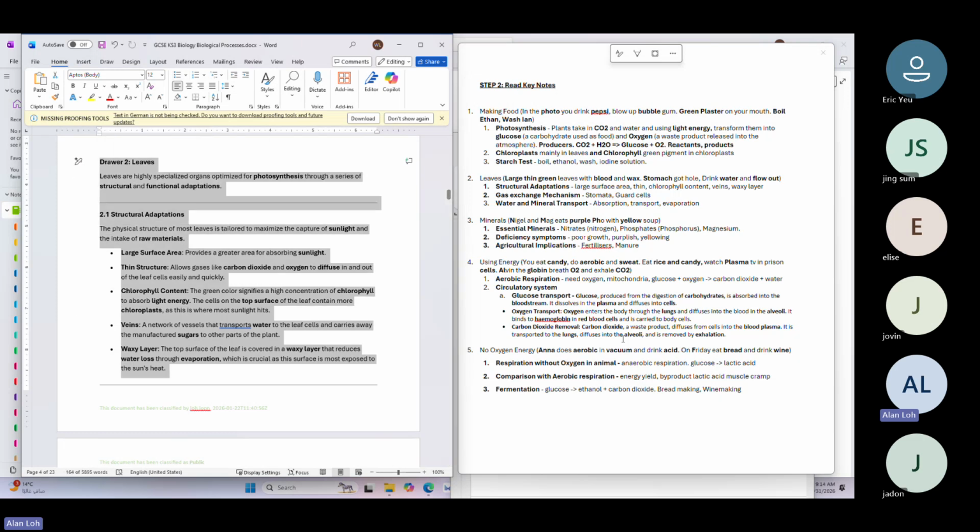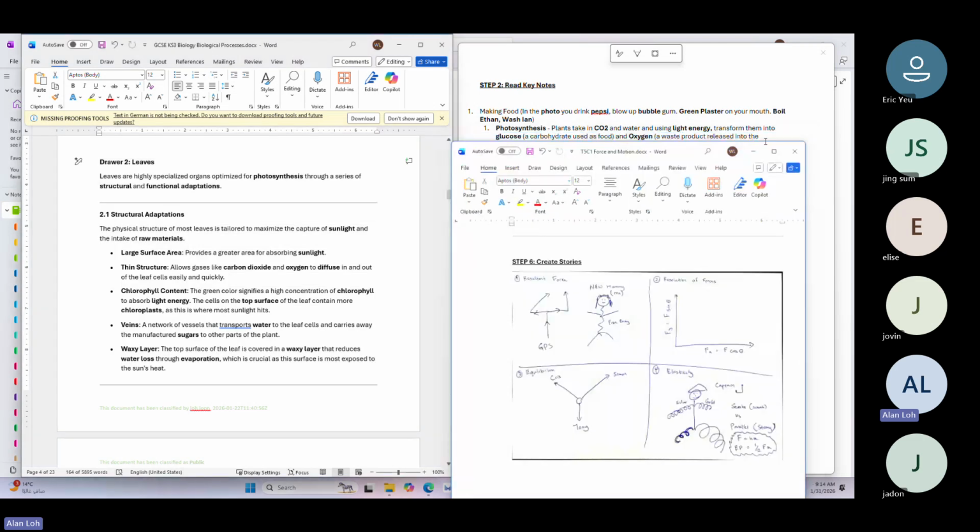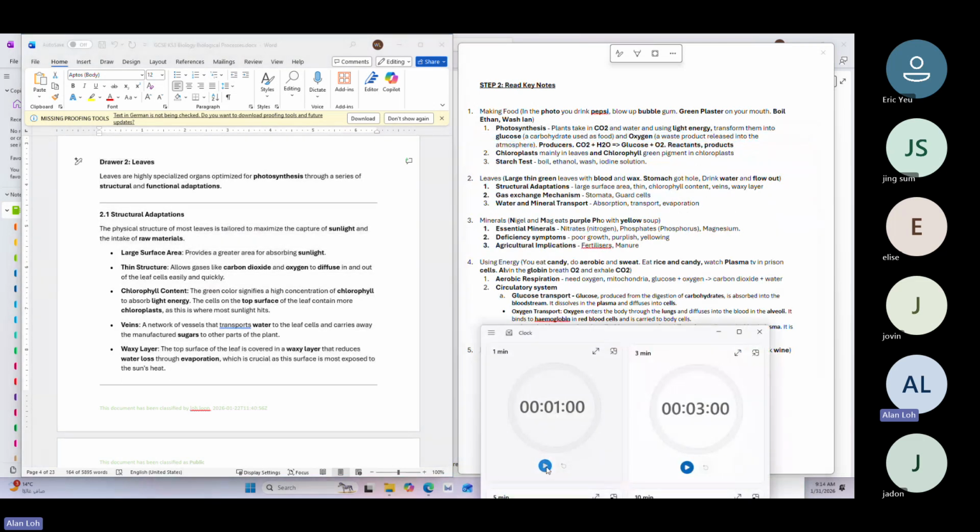Drawer number 2, this is leaf. This is leaf, right? And we will do 1 minute. Let's start now.